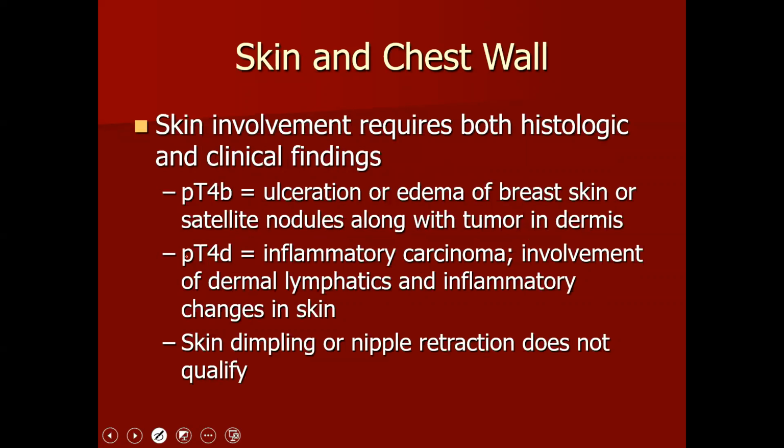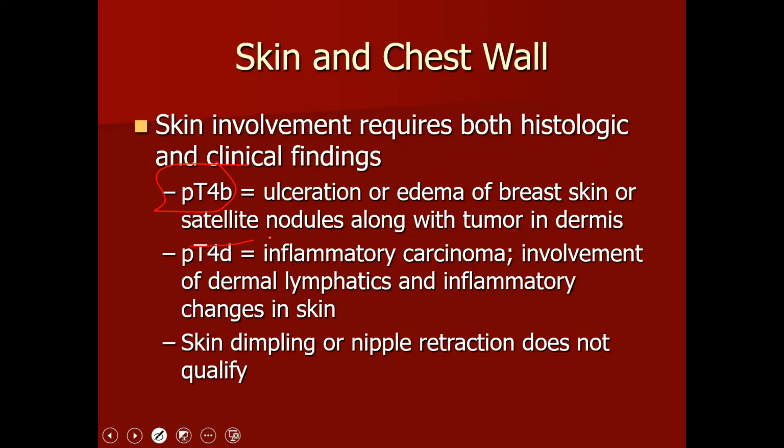The skin is interesting because it usually requires a combination of histologic and pathologic findings. So in order to call a pT4 due to a problem in the skin, you're going to need to see tumor going into skin on the slide, plus some clinical correlate that you would not be able to see without looking at the gross or talking to the clinician. So for example, to get to a pT4b, you need to have ulceration of the skin, which maybe you could see grossly. Probably you could see it on the slide as well, but it's a clinical correlate. You can call up the clinician and say, hey, was the breast ulcerated? And they would say yes.